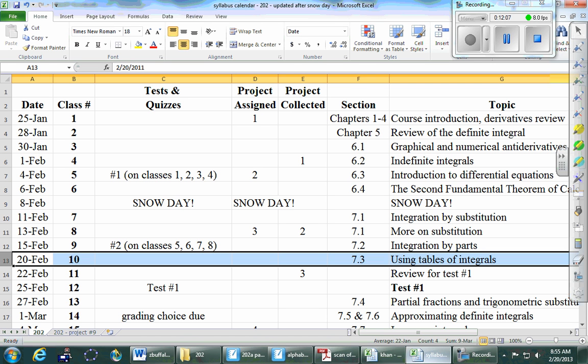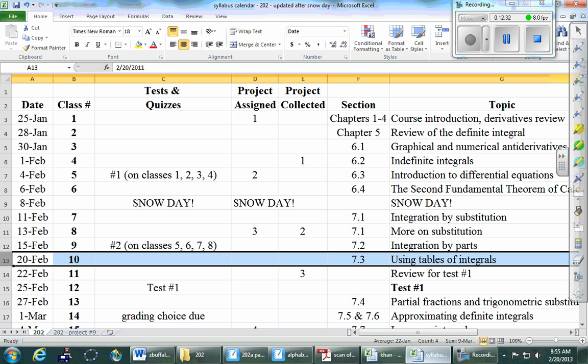Okay, and then also next class is our review for test number 1, and test number 1 is happening on Monday. Any questions? Yeah, Dave? Good question. On the test, you actually get to use a full piece of paper, 8.5 by 11, both sides. Good. And page 1 of the packet. Other questions?